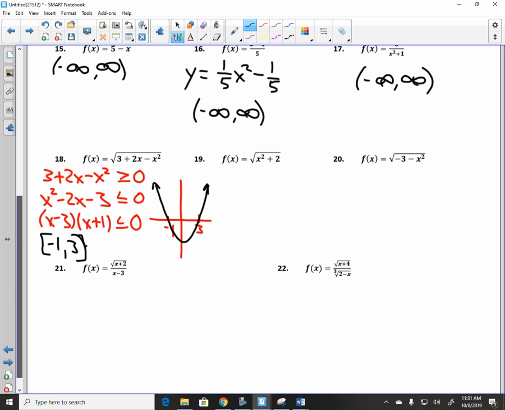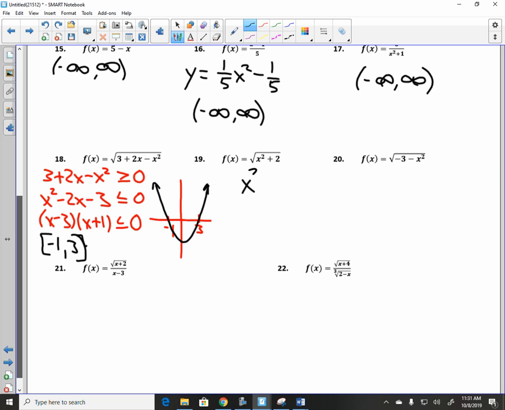Where is it below the x-axis? So what that means is if you plug in any number between -1 and 3, it's going to produce a positive value for you, so you can take the square root of it. But if you plug in any number outside of -1 and 3, it's going to produce a negative value, and you can't take the square root of it.